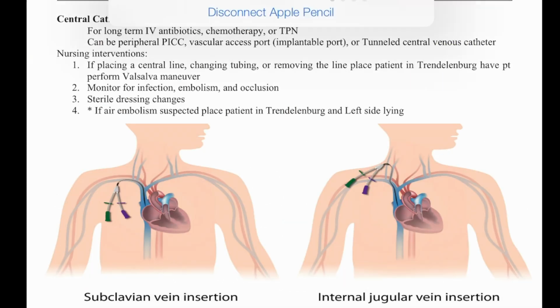All right, now we're going to talk about the central catheter. So this is for long-term IV use of antibiotics, chemotherapy, and TPN. It can be a peripherally inserted PICC, a vascular access port like an implantable port, or a tunneled central venous catheter. So our nursing interventions are going to include, if we're placing a central line, we want to change the tubing or remove the line, place the patient in Trendelenburg, and have the patient perform the Valsalva maneuver. So this is when we're placing it.